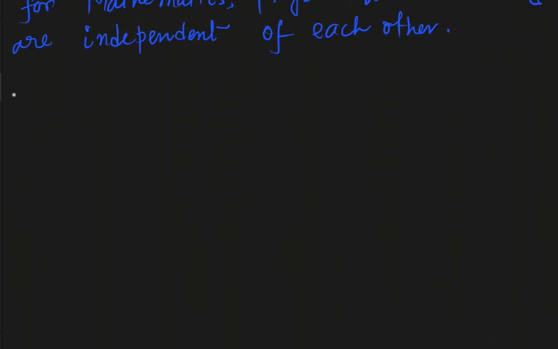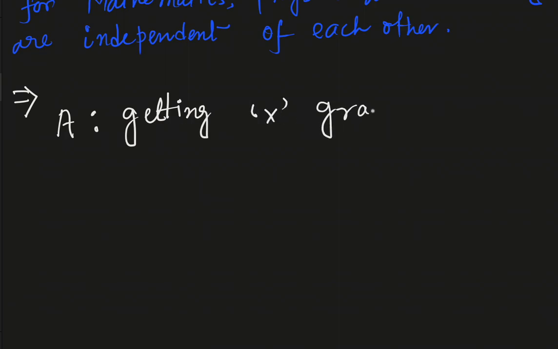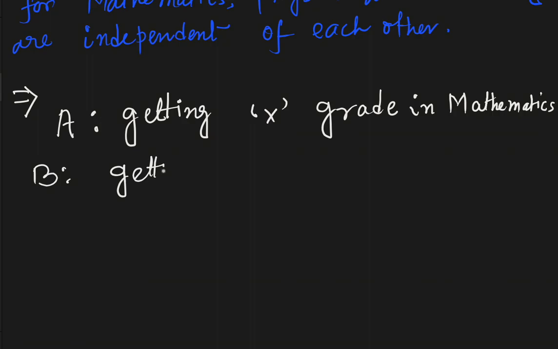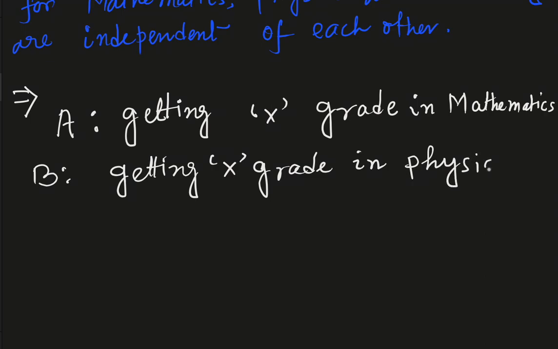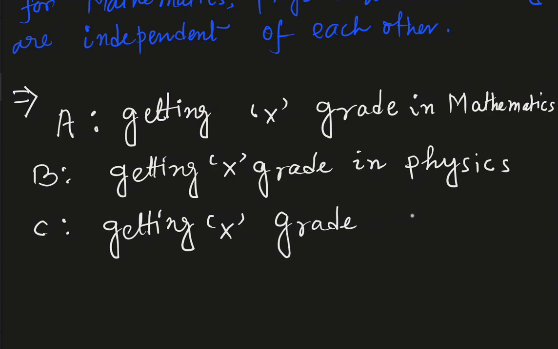So let me solve the problem. So first, let A denote getting X grade in mathematics, B denotes getting X grade in physics, C denotes getting X grade in chemistry.